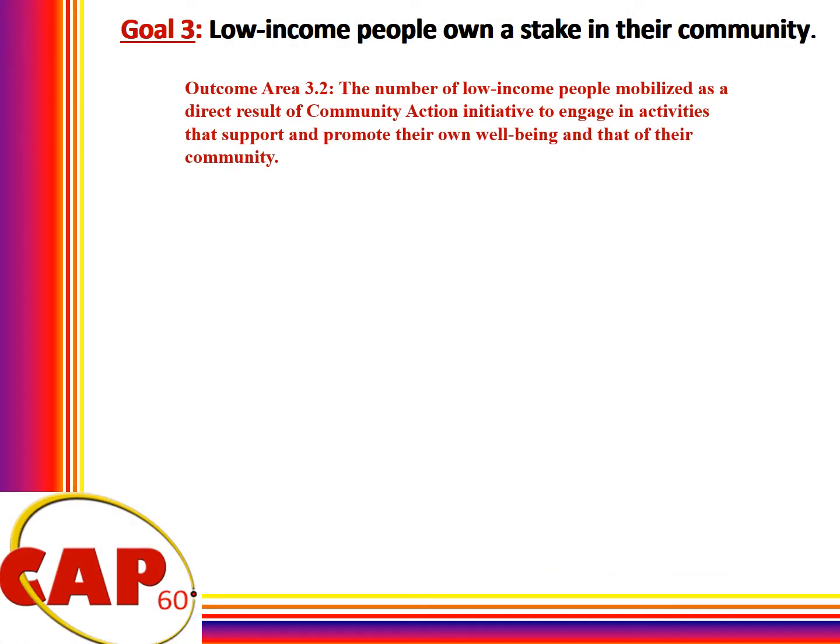Outcome Area 3.2. The number of low-income people mobilized as a direct result of community action initiative to engage in activities that support and promote their own well-being and that of their community. A broad range of community action activities that reflect civic investment of low-income people could generate outcomes to be reported under this performance measure. Among the most common activities here at Help New Mexico are participation on a community action agency tripartite governing board, participation on a Head Start governing boards or advisory committees, election to public housing governing boards, election to PTA office or Title I parent council or neighborhood school, purchasing a home or acquiring a business.